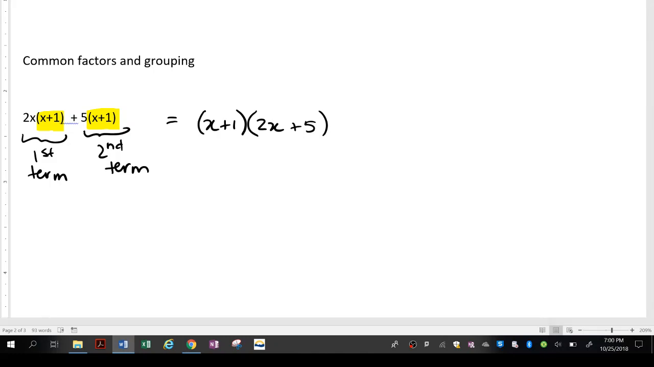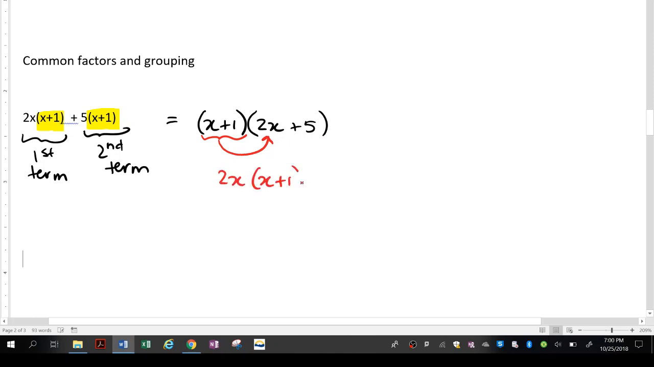And if we go back to our distribution rule, we'll see that if we take this first term and multiply by the first term in the second binomial, we get 2x times x plus 1. And again, if we take that first term and we multiply here, that gives us plus 5 times x plus 1, which gives us the original polynomial back. So using distribution, we can get our original polynomial back as we did in the previous lesson.